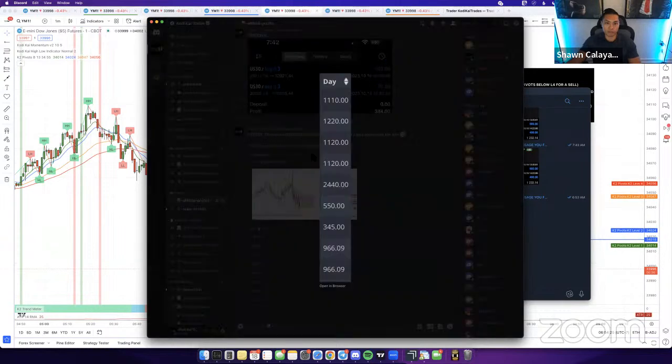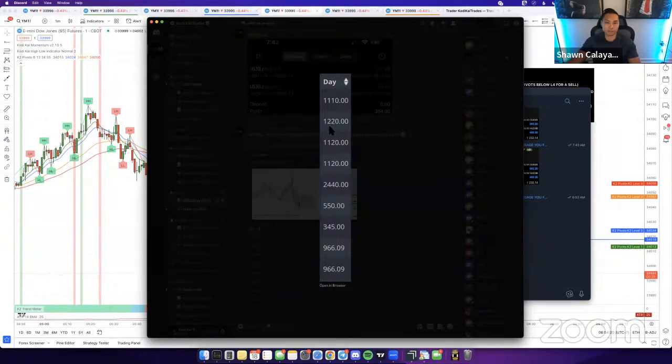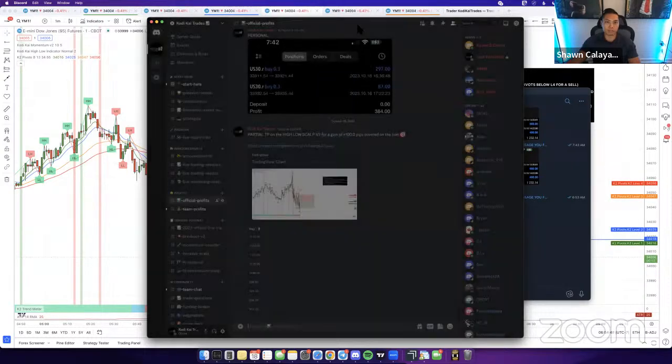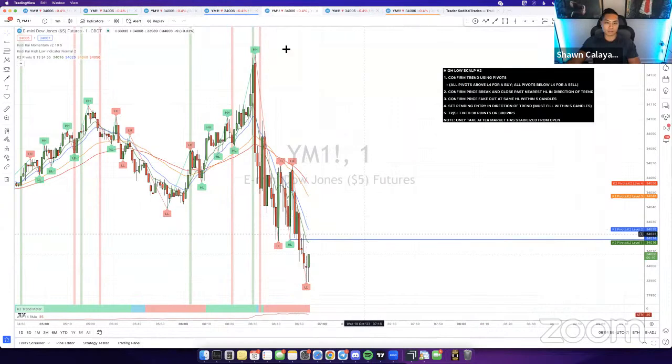Here are my profits. I locked in 1,110 on my funded engineer, 1,220 on my FTMO number one, 1,120 on my second FTMO, 1,120 on my third FTMO. For my 200K account, locked in 2,440. For my funded engineer account number two, locked in 550. My personal account locked in 345. My TFF locked in 966. And my second TFF locked in 966 as well.